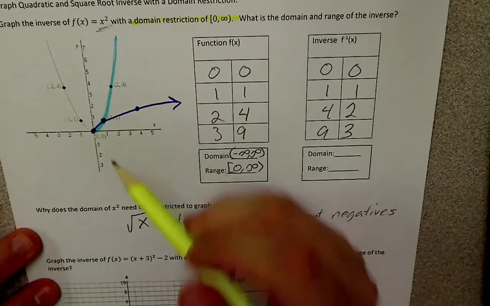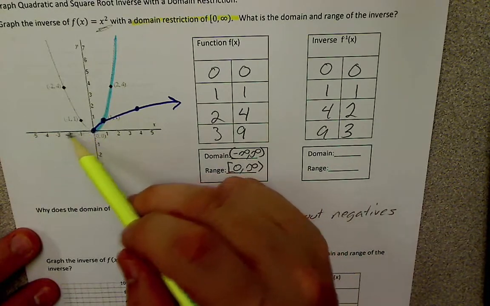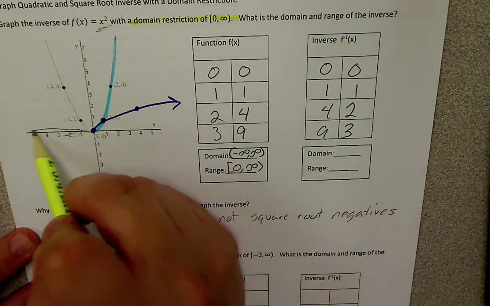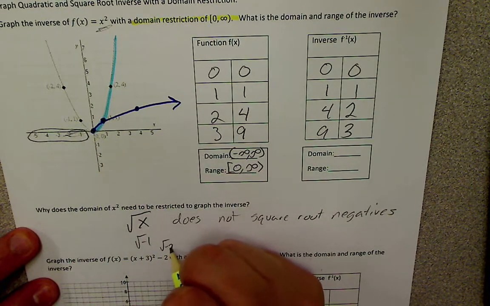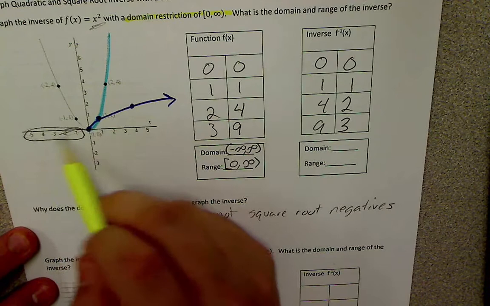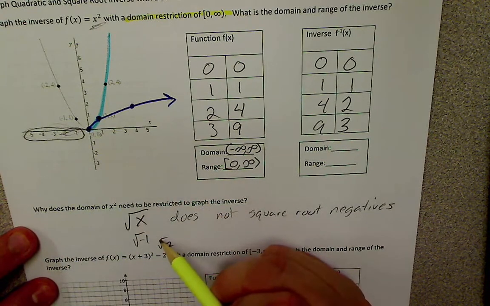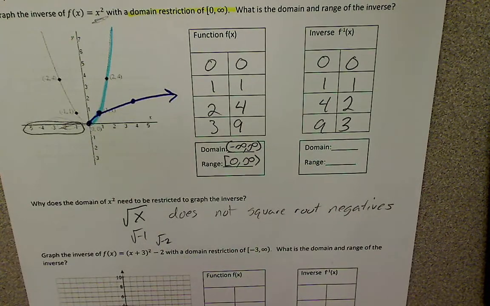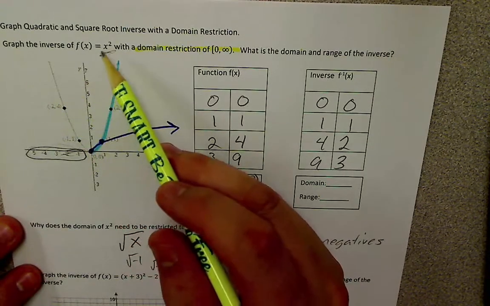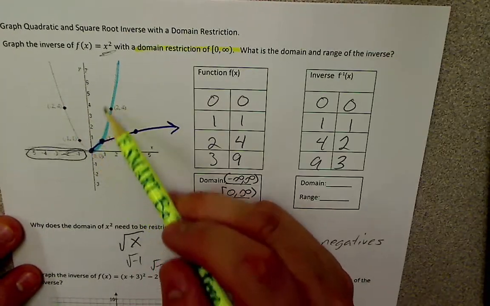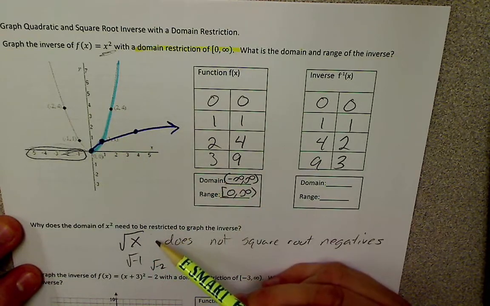Okay, so in other words, if I were to do this side of the graph, that's where all my negative values exist. So if I try doing the square root of -1, square root of -2, we're not going to get the other part of the graph because we're not taking square roots of negatives. Those are imaginary, if you remember from past tense. So we're not going to square root that. Therefore, on a quadratic, we have to restrict its domain because we will not be square rooting negatives.